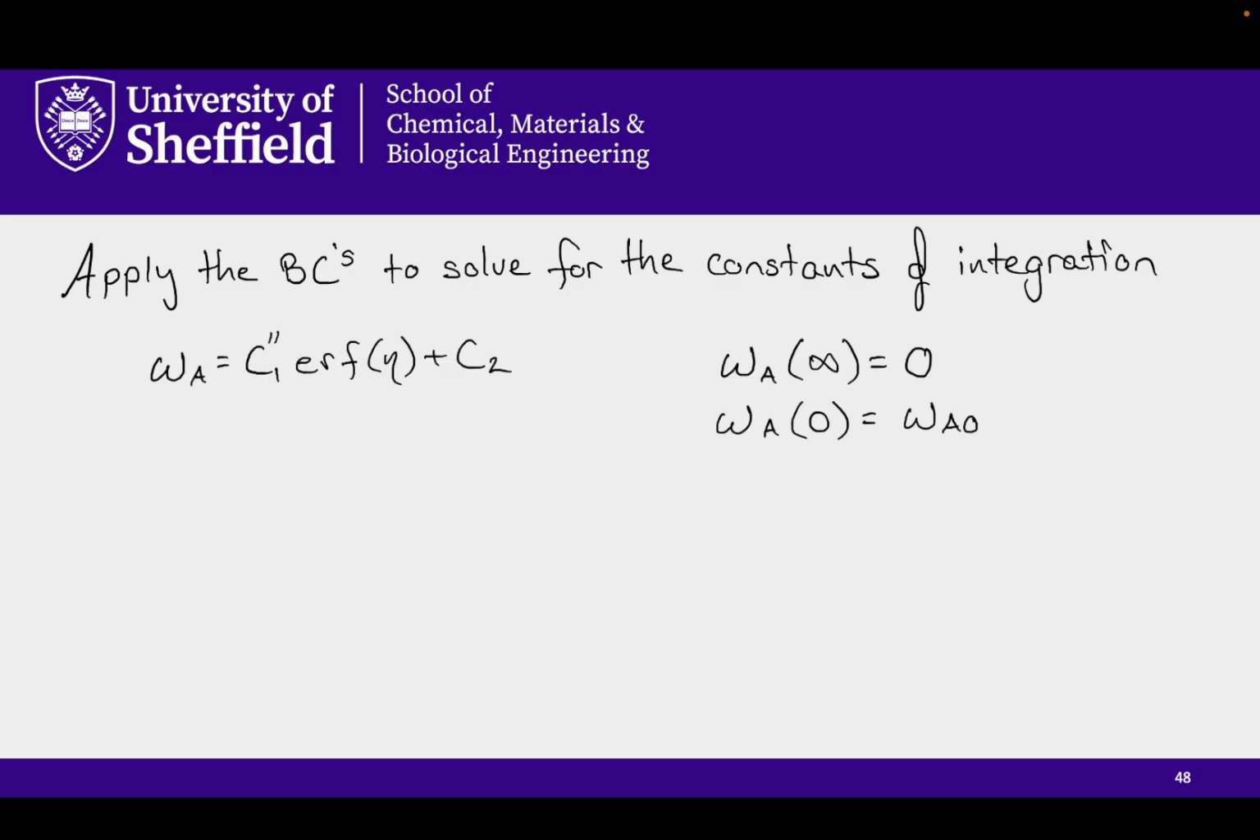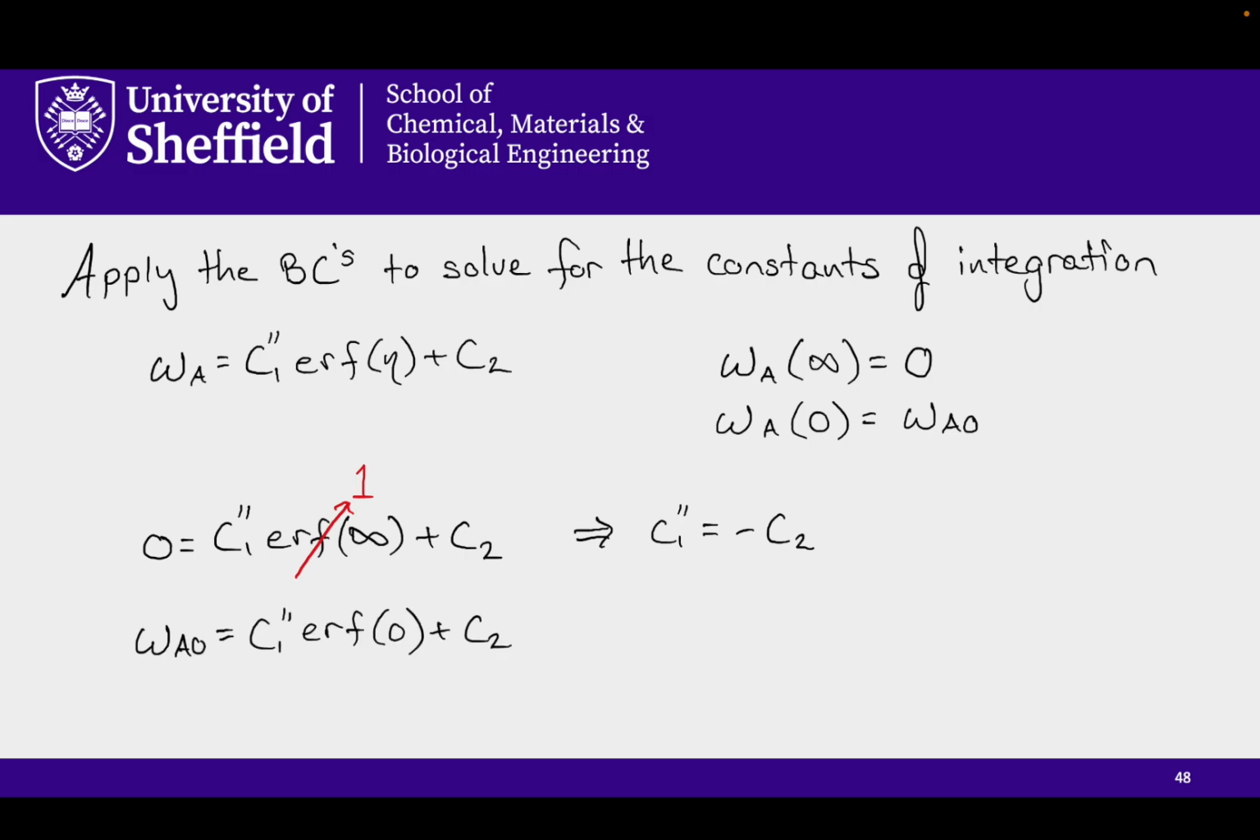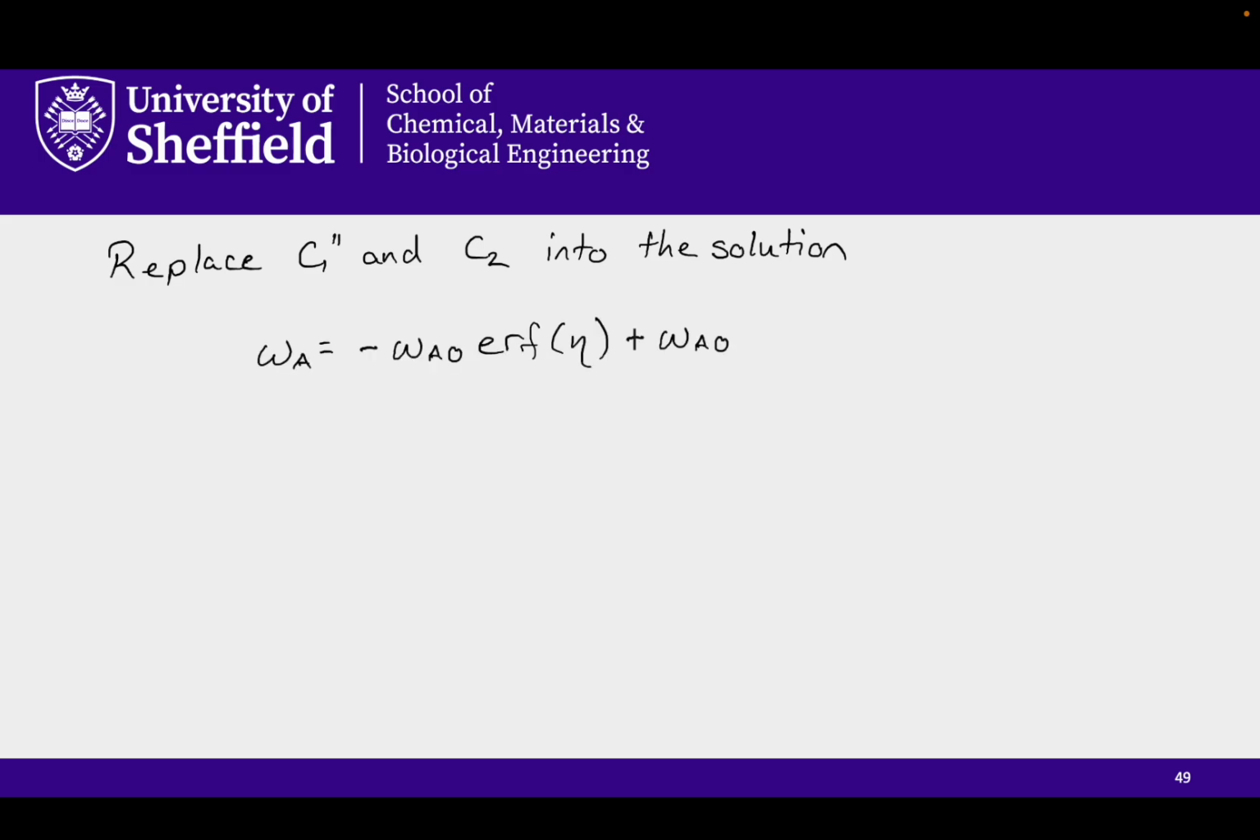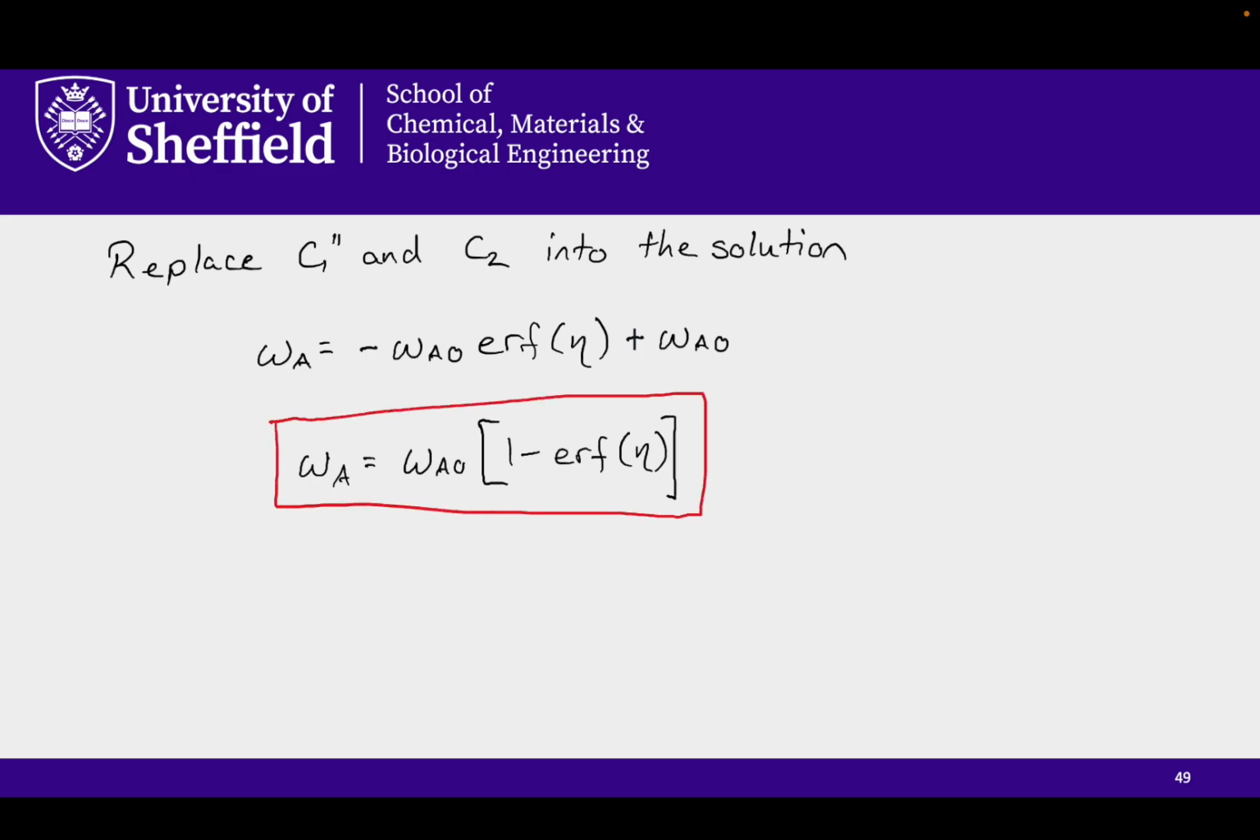Our two boundary conditions in non-dimensional form are on the right-hand side, and we'll plug in the first one. We know that the error function of infinity is 1, and so we get that the first constant of integration is the negative of the second. We plug in our second boundary condition, and we note that the error function of 0 is just 0. That gives us the actual value of c2, which is omega A naught. Now we can plug both of these constants back into the equation and get the full solution to our differential equation. And we can rewrite that.